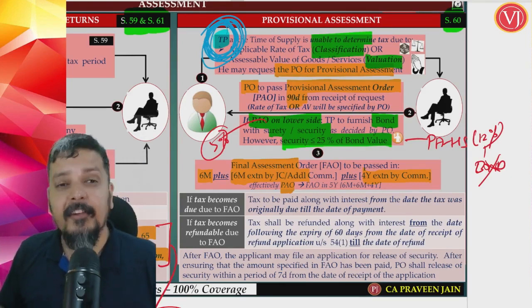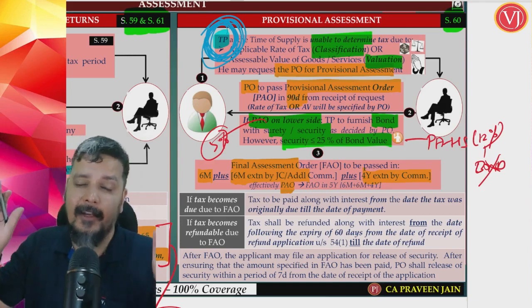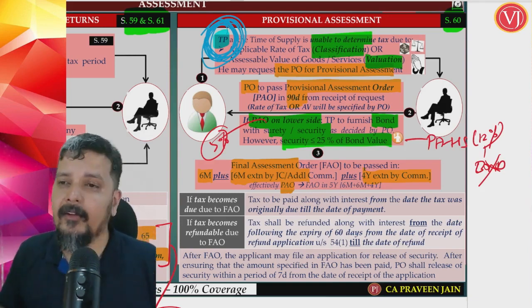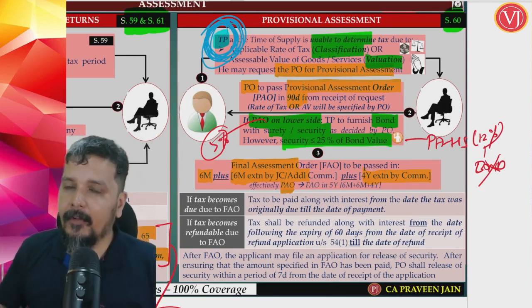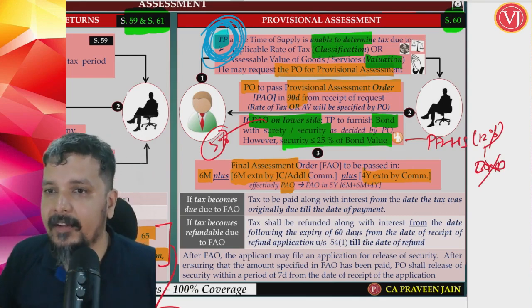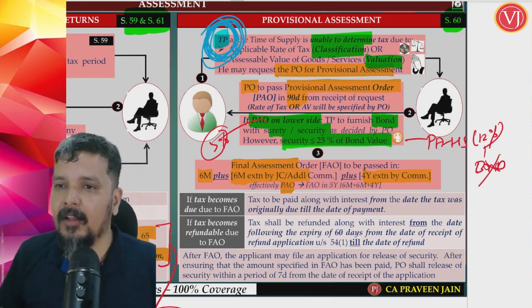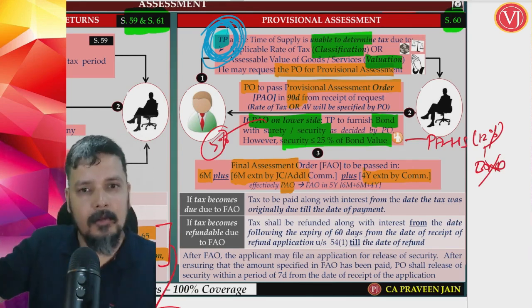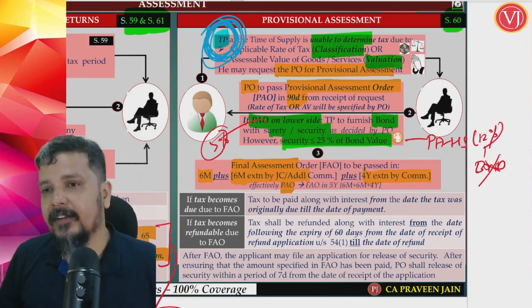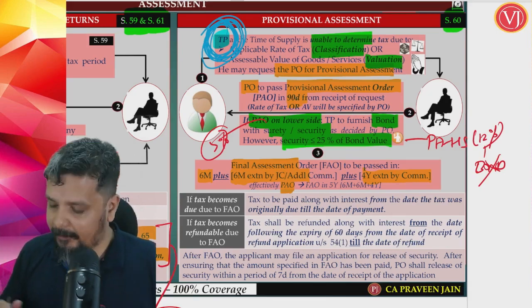Which means they can take easily 5 years to decide a final assessment order. But the normal time limit for them is 6 months. If they want to extend it for the next 6 months, they go to a higher officer, the JCAC, Joint Commissioner, Additional Commissioner. Additional, not assistant, additional commissioner. If they want to extend it another time, after 1 year, they go to the commissioner. He will extend the time.